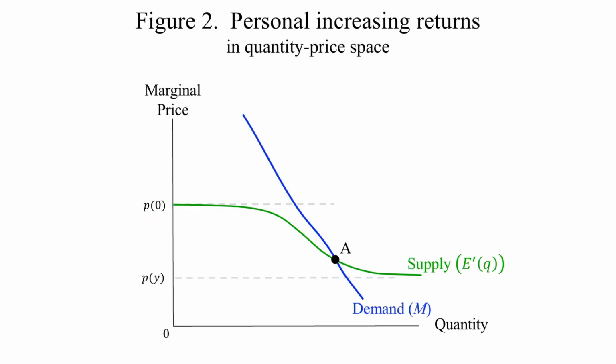Okay, so this is quantity versus price. And now I've drawn the right-hand side of our first order condition. Call it supply if you want. And I've drawn the left-hand side, call it demand. Demand slopes down for some of the usual reasons. Supply is sloping down because we have increasing returns. The marginal cost is lower at the higher quantities.